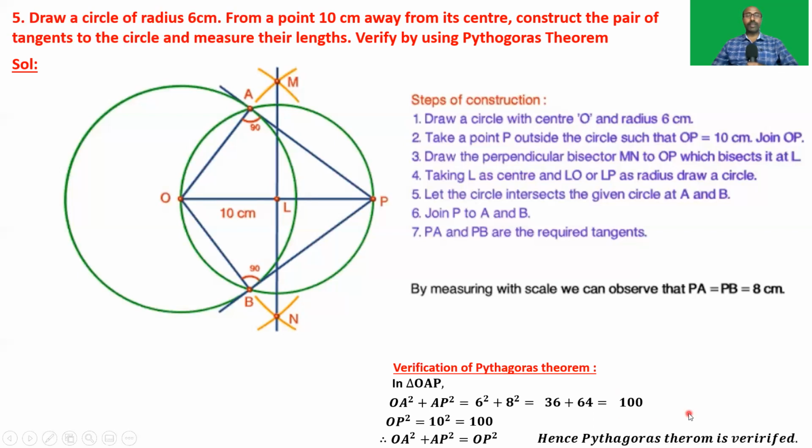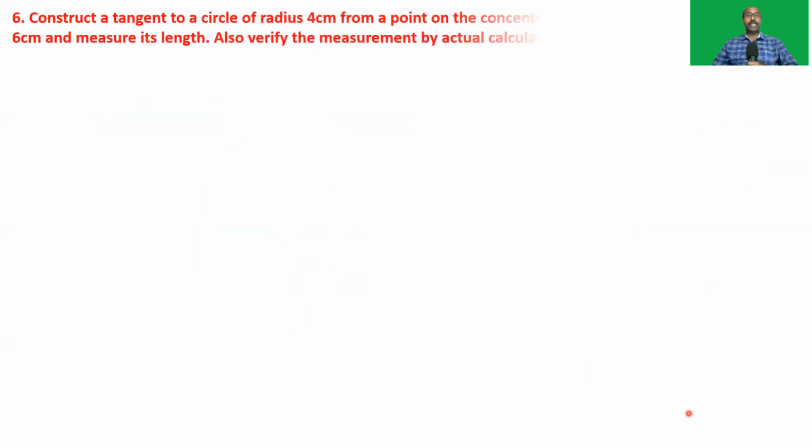Okay. And take another question. Construct a tangent to a circle of radius 4 centimeter from a point on the concentric circle of radius 6 centimeter and measure its length. Also verify the measurement by actual calculation. So now we have to construct the tangents to a circle of radius 4 centimeters from a point on the concentric circle of radius 6 centimeters.